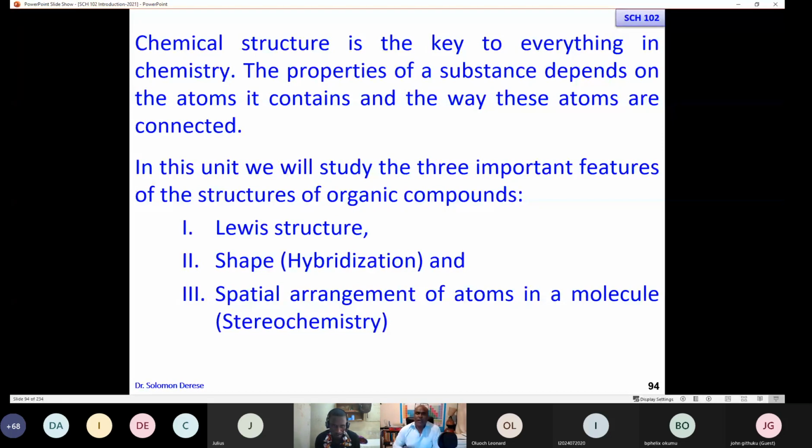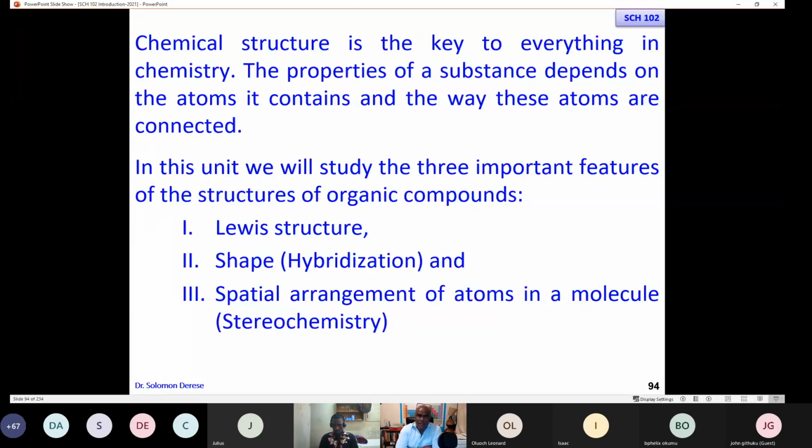The first one we are going to study is the Lewis structure. When you are studying the Lewis structure of an organic compound or any type of molecule, we are talking about which atom is next to which one. What kind of chemical bonding exists between 2 atoms? Is it a double bond? Is it a single bond? Is it a triple bond? Does it have a lone pair of electrons? If there are lone pairs of electrons, on which atom are these lone pairs? That's what we'll study when we study the Lewis structure.